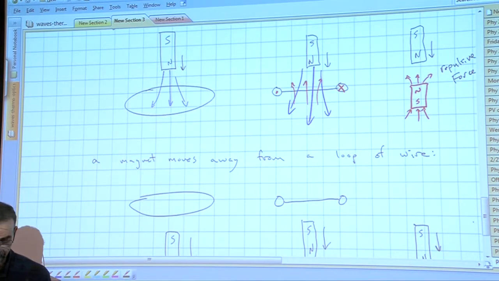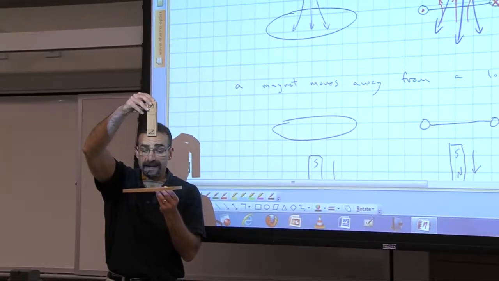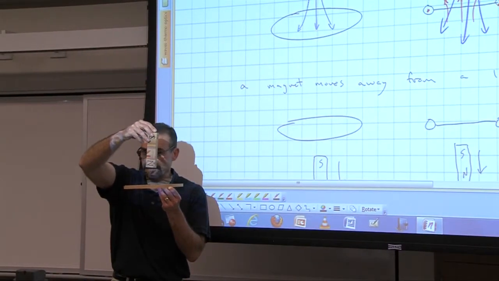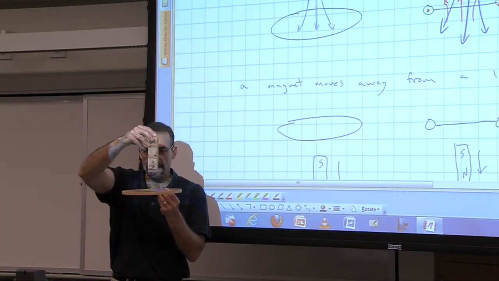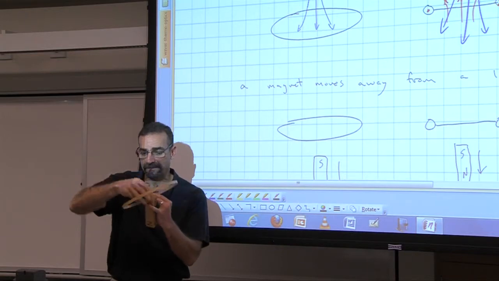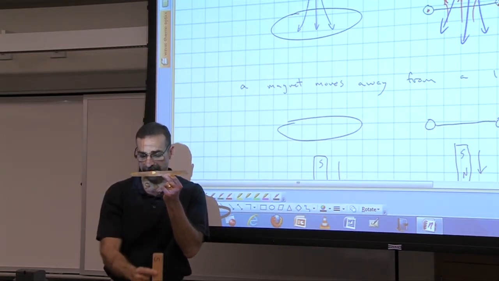Now, let's let it drop through. It approached from above, right? It came down from above, and there was a repulsive force from the induced current in the loop wire to the falling magnet. Now let's let it fall through. So it's dropping down below like this.